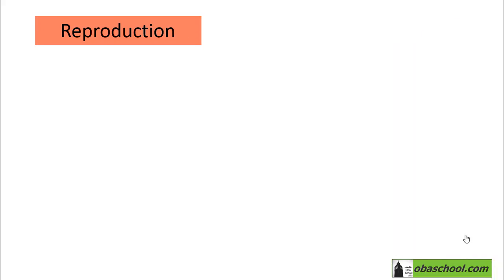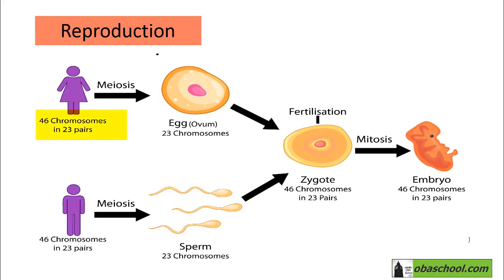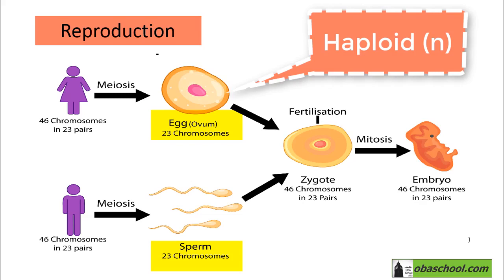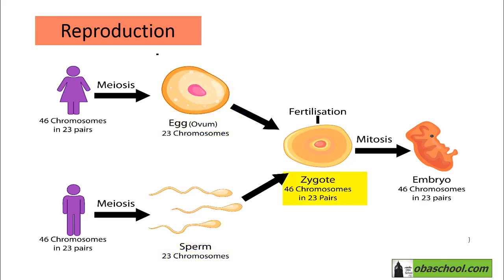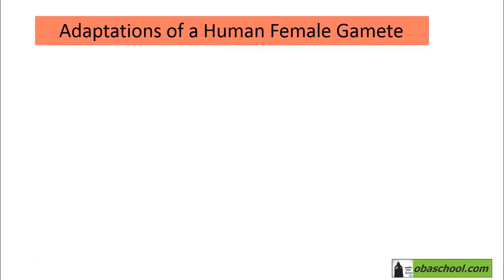It is important to know that most human cells or cell nuclei contain two copies of 23 different types of chromosomes. Gametes contain just one copy of each and are called haploid cells. This is logical because when these gametes unite or fuse together, they form two copies and are then called diploid cells. Moving to the adaptations of a human female gamete.